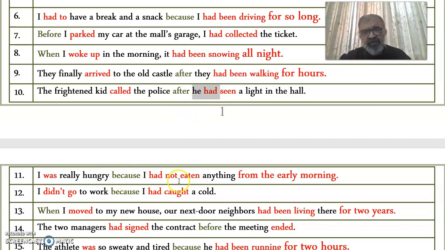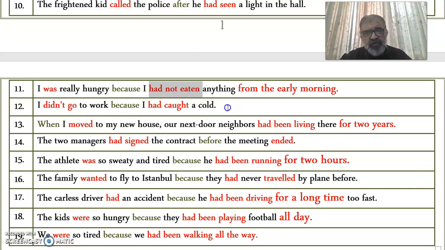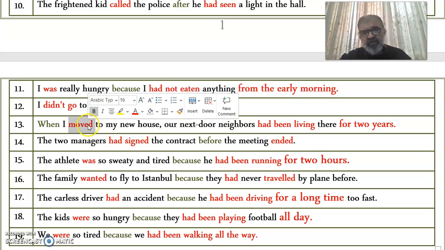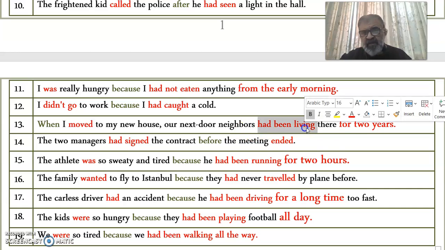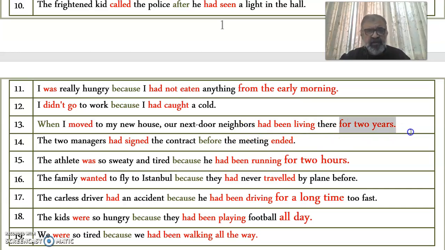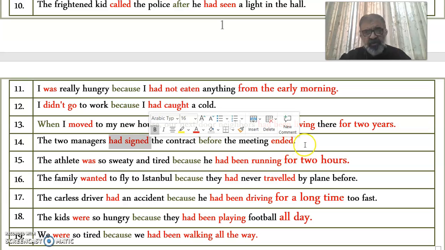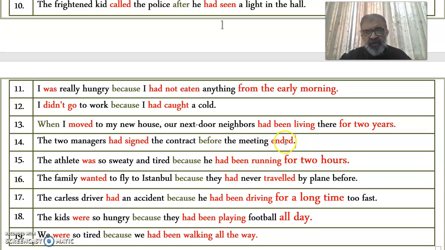I was really hungry because I hadn't eaten anything since the early morning, no duration. That's why past perfect. I didn't go to work because I had caught a cold. Again, no duration, had caught, past perfect. When I moved, okay, that's action 2. My next door neighbors had been living there for 2 years in the neighborhood. That's action 1, had been living, past perfect continuous, duration. Now, the two managers had signed the contract before the meeting ended, no duration. Before is followed by action 2, preceded by action 1, past perfect.